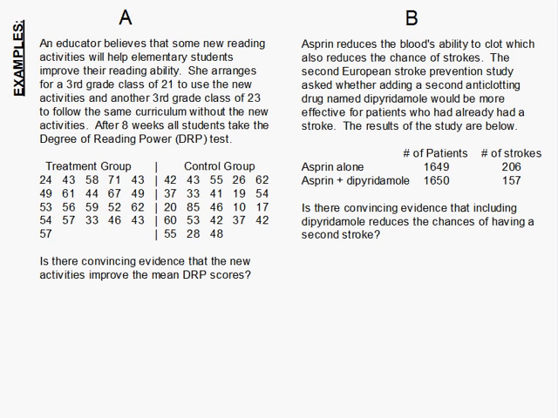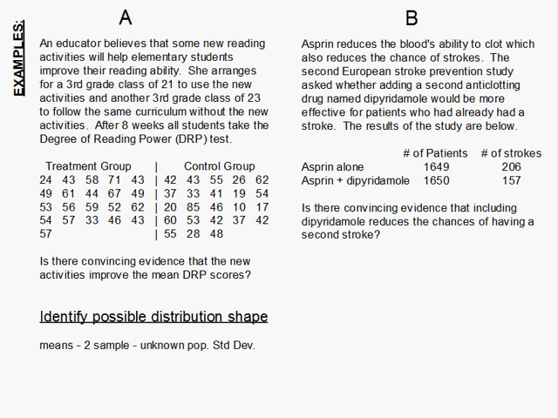Well, let's quickly just identify the shape. We know that we're dealing with the mean of this treatment group and the mean of the control group. So we're dealing with the means. It's 2 sample. We want to know if there's a difference between these 2 samples. Unknown population standard deviation, t-distribution. That's a review from the last video.